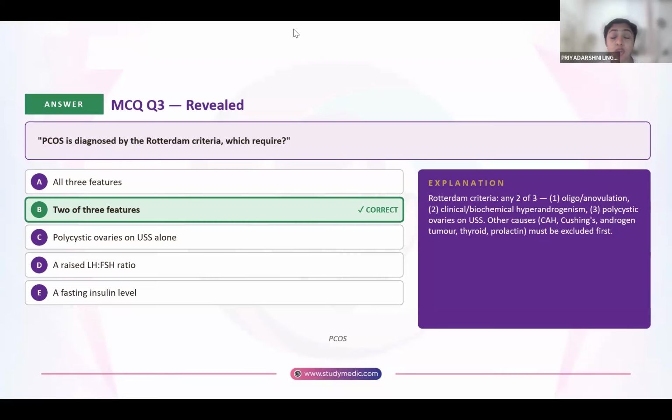Now, what are the other causes that have to be ruled out before you come to a conclusion of PCOS? Other causes are congenital adrenal hyperplasia, Cushing syndrome, androgen tumors, thyroid disorders, hyperprolactinemia. All of them must be ruled out before you conclude with PCOS.